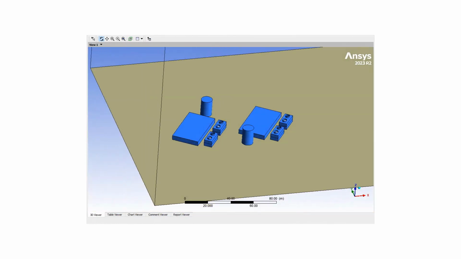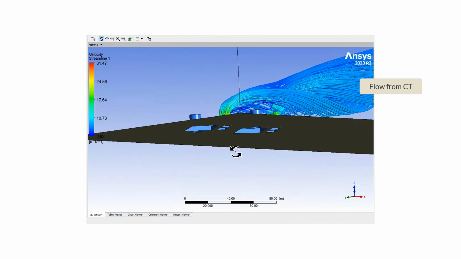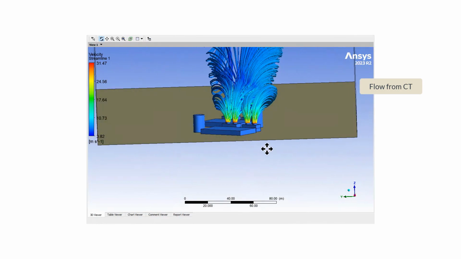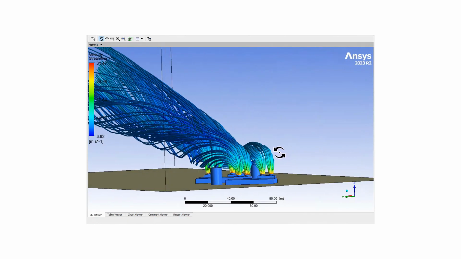Now, the flow released from the cooling towers. These path lines show vertical structures downstream, produced by the difference in velocity and temperature, if we compare with the environment whose temperature is 20 degrees Celsius.